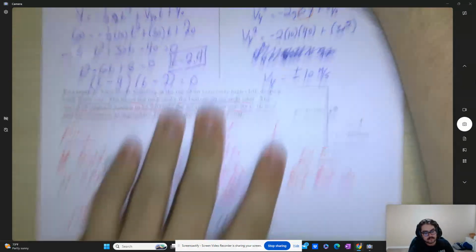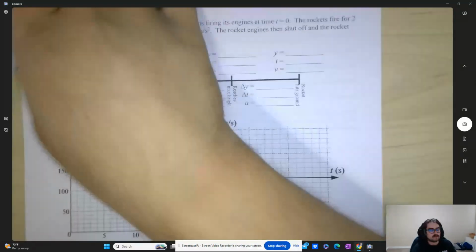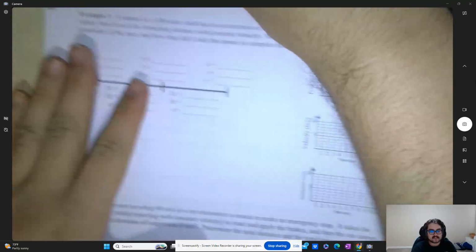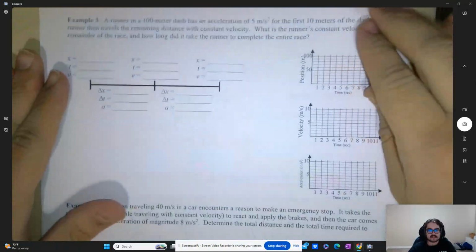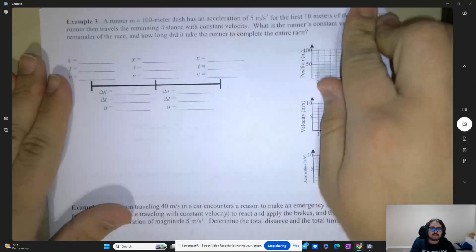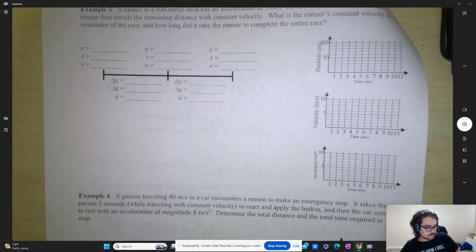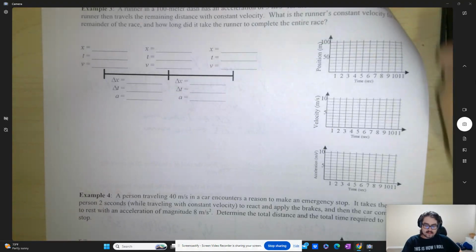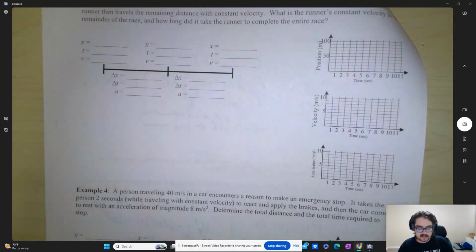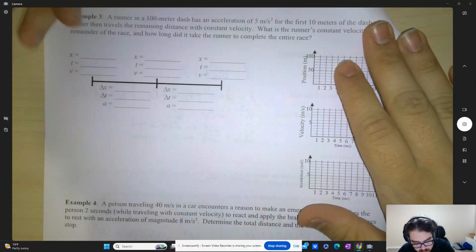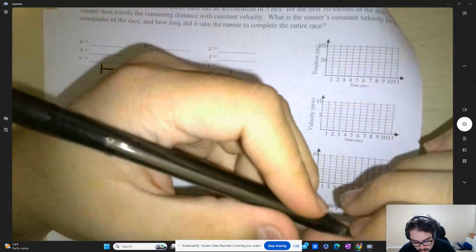The next example is a segmented motion example. You might have briefly seen it in Physics 1. Segmented motion just means that, for example, for a moment you have acceleration, then for the next moment you don't. So you have a runner in a 100-meter dash with acceleration of, oh, I haven't used this pen yet.